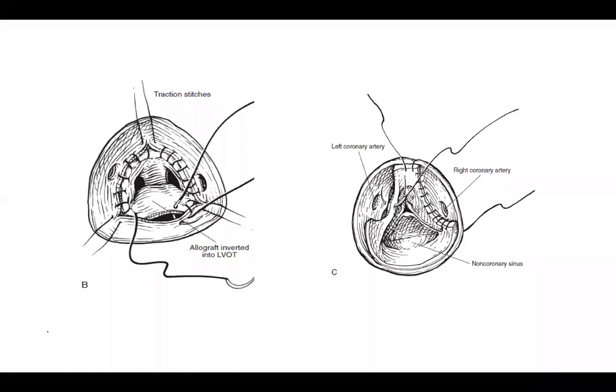And then by two stitches, start from here up to the commissure, and the other stitch from here up to that commissure, and the other side again to suture here and here, and then you will end with two sutures here, and complete the non-coronary sinus with the running suture. So we will end with two sutures here and two here and two here, and tie it down.